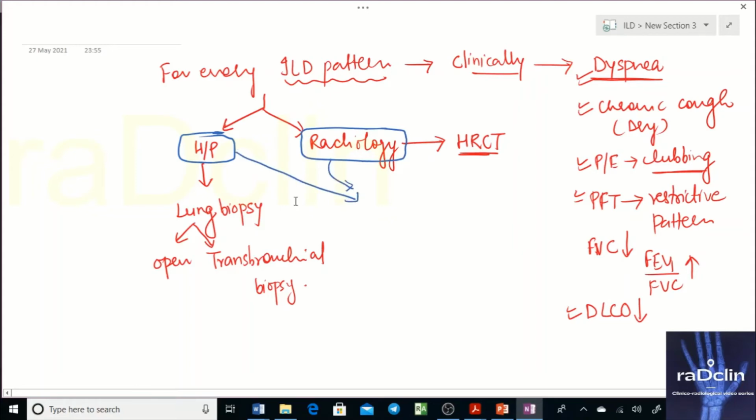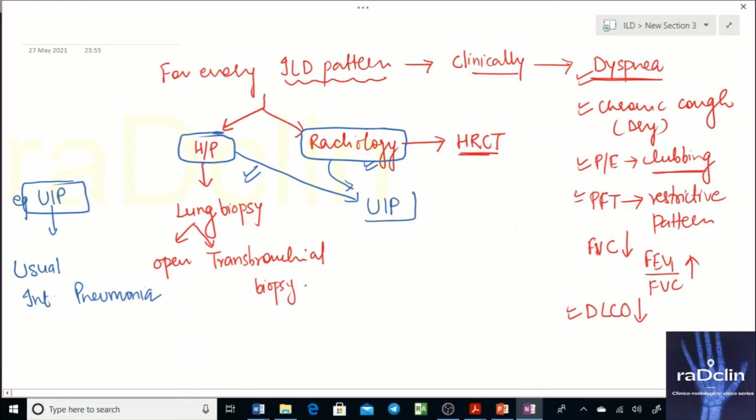I'll explain it with an example. For example, UIP is a term. If I expand it, it is usual interstitial pneumonia. Now this is a term that we'll use on histopath and radiology. On HRCT or HP, you will use UIP. On HRCT or on histopath, you will use UIP pattern.